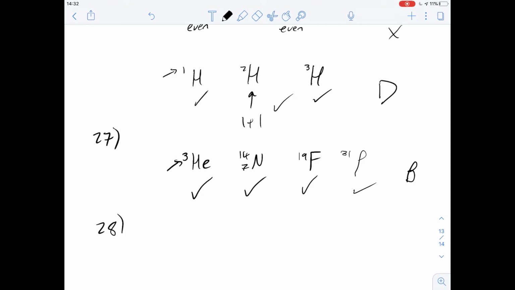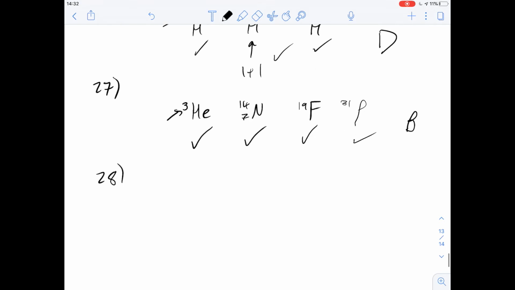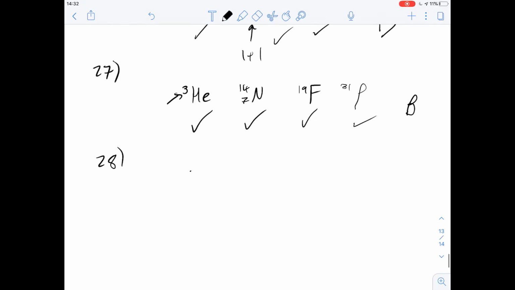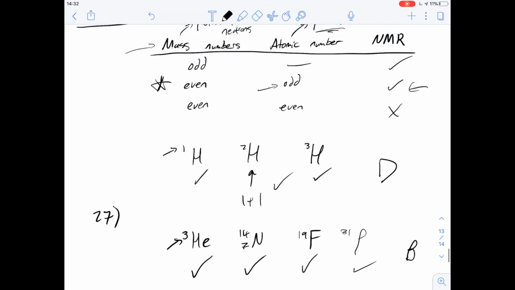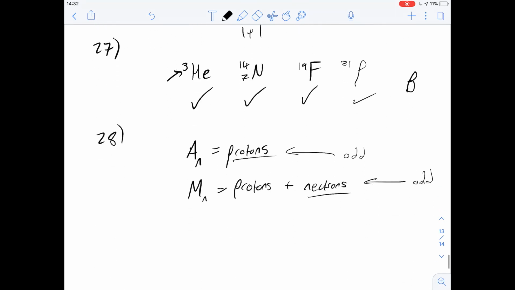If we look finally at question 28, it says the number of neutrons in the nucleus of an atom in which NMR occurs is always what? Okay, so we need to remember that the atomic number, or AN, is going to be the number of protons. The number of neutrons plus the number of protons is going to be the mass number, or Mn. If either of these are odd, then that's the circumstance under which we get NMR occurring. So either we have an odd number of protons or an odd number of neutrons. If they were both even, then by this third rule at the bottom here, we can see that it wouldn't demonstrate NMR. So if one of them is odd, then it's fine.